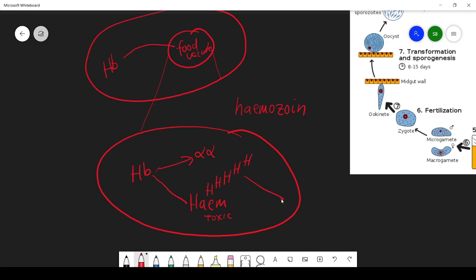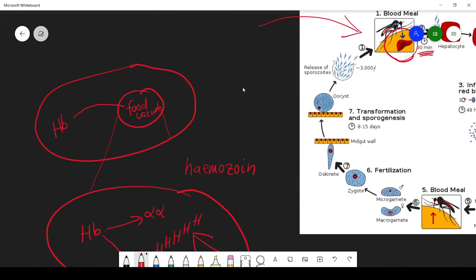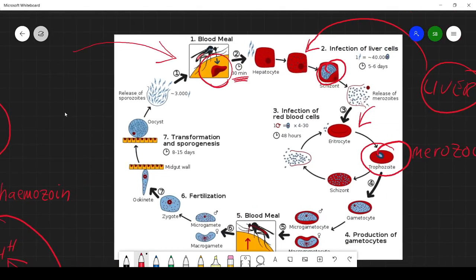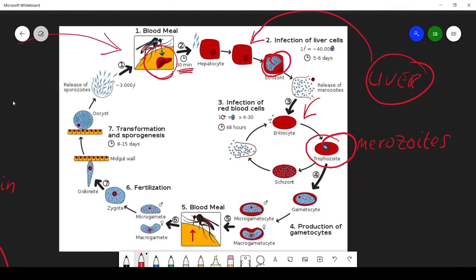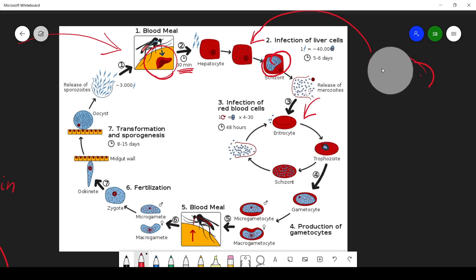So if we can stop this from happening, we can kill the parasite. So with that in mind, let's have a look now at the different sites of action of various drugs. So let's just get rid of all these.